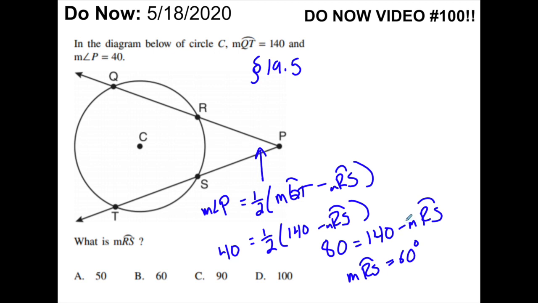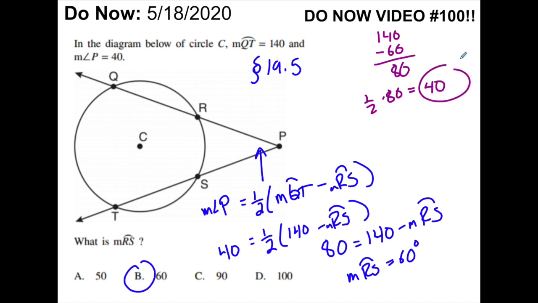Alternate solution, you would add the measure of RS and you would subtract the 80. Okay, that's another way to do it. It would just take you a little bit more time. Now, to check your answer, think about it. If it was 60, let's take 140 and subtract away 60. That gives me 80. And then 1/2 of 80 gives me 40.